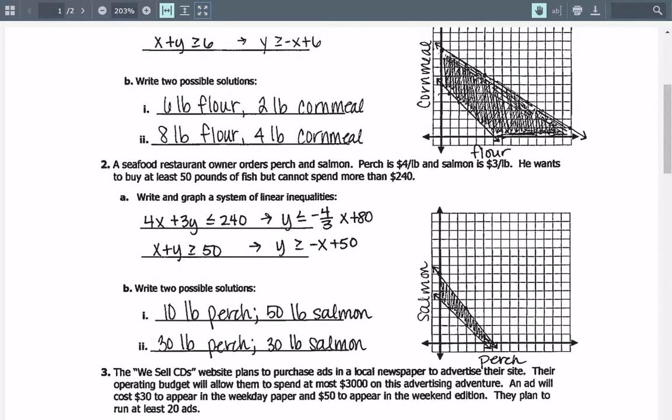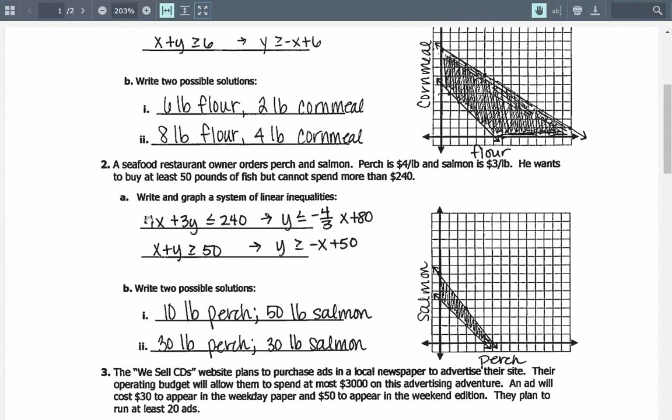I want you to notice that we're only using one quadrant graphs in this activity because we're not concerned with negative answers in this situation. You're not going to go buy a negative amount of flour or cornmeal or fish. We're only concerned with positive values here. So in these situations, it's completely appropriate to use just a graph with the first quadrant. Negative answers simply don't make sense in our situation.